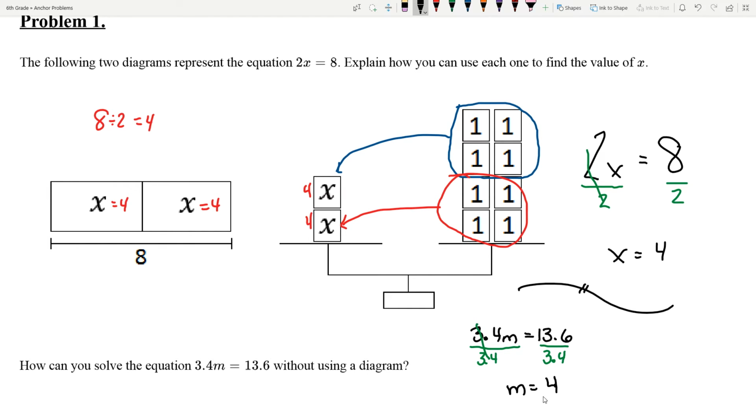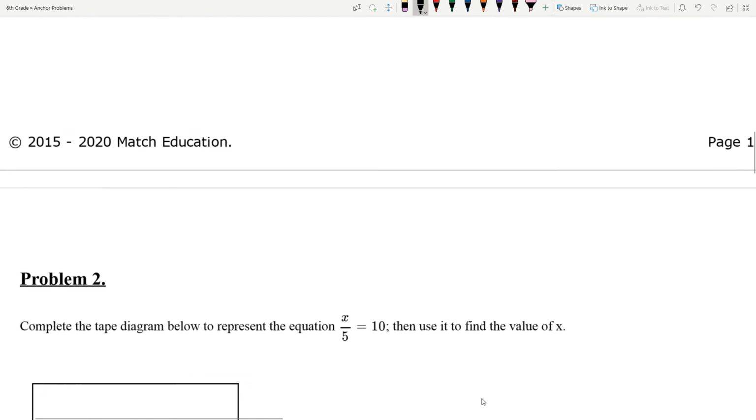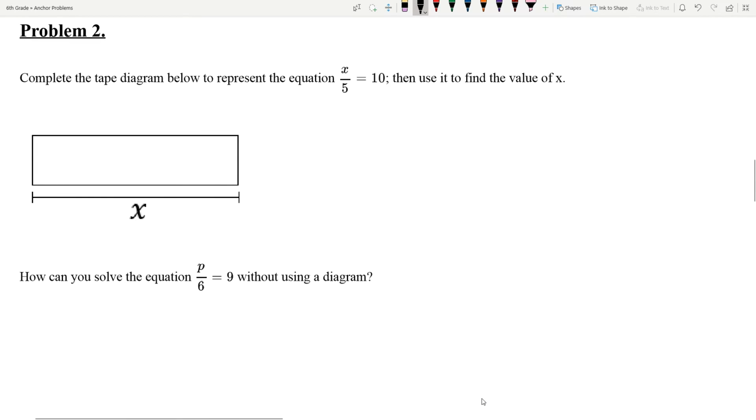And similar to adding and subtracting, could you put your answer back into the equations and see if you're correct? Sure. 2 times 4, that's 8. 3 4/10 times 4, that's 13 6/10. Let's move on to problem 2 and see, well, this is a little different. Complete the tape diagram below to represent the equation x divided by 5 equals 10, and then use it to find the value of x.